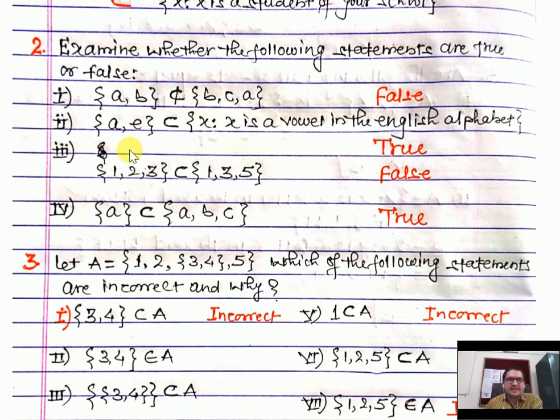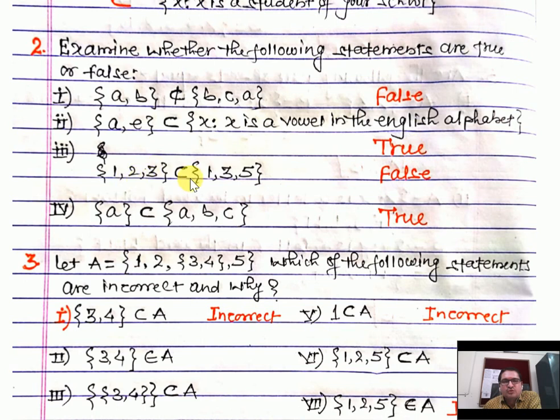Question number 2, second part. {A, E} is the subset of {x such that x is a vowel in the English alphabet}. So this will be true. The reason is, how many vowels in the English alphabet? A, E, I, O, U. So A, E belongs from here, this set. Therefore this is true.